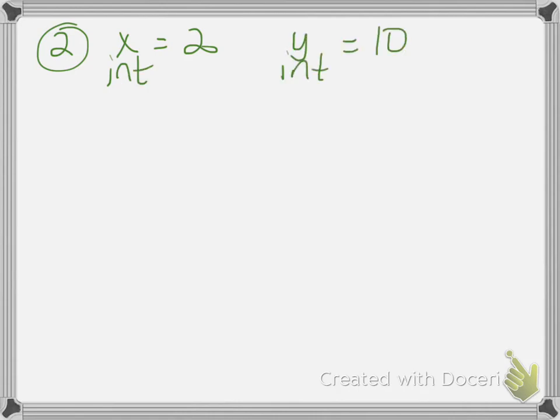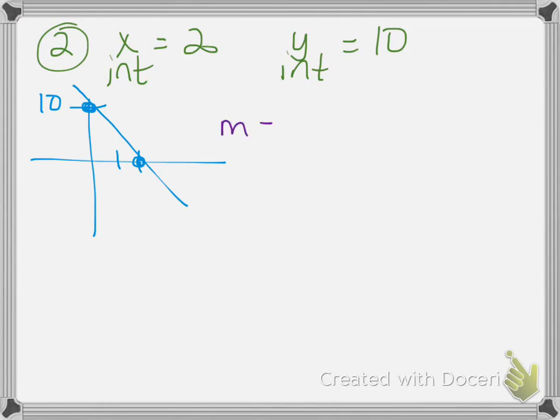Okay, next let's say that the x-intercept was 2 and the y-intercept was 10, and it wanted the equation of a line going through those. I would suggest just graphing it. The x-intercept's 2, there it is. The y-intercept is 10, there it is. And you're trying to find the equation of that line.